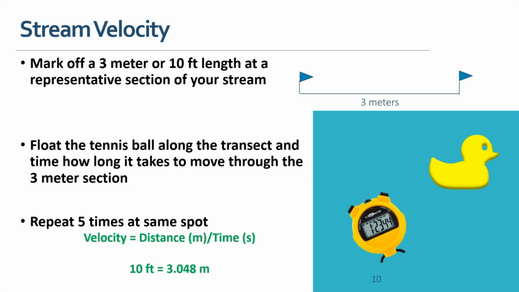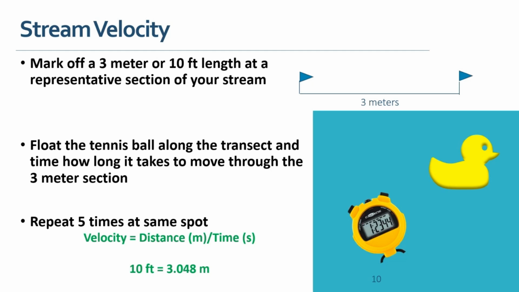And then for stream velocity, you'll mark off a 3-meter or a 10-foot length. That will depend on if your tape measure does meters or feet, at a representative section of your stream. So if your stream is all slow, then you'll pick a slow section. If it's all fast, you'll pick a fast section. If it's in between, try to pick an in-between section. You'll measure that out. You'll have one person upstream and the other person in the downstream direction.